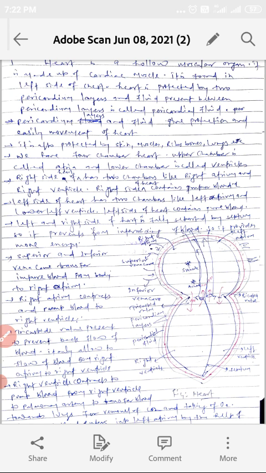Bicuspid valve is present between the left atrium and left ventricle. It prevents backflow of blood and only allows blood to pass from the left atrium to the left ventricle. Left ventricle contracts to pump blood from the left ventricle to the whole body. Semilunar valves are present in the pulmonary artery and aorta. They prevent backflow of blood.